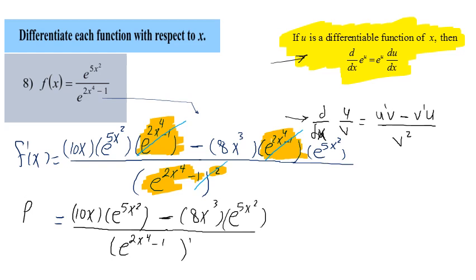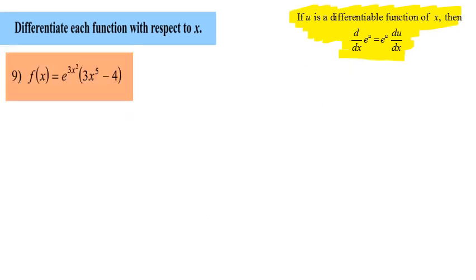So this is the derivative of the function with respect to x. Differentiate each of the functions with respect to x. f of x is equal to e to the power of 3x squared multiplied by 3x to the power of 5 minus 4. As we can see, this is a product rule, and the derivative with respect to x for the product rule is the derivative of the first multiplied by the second plus the derivative of the second multiplied by the first.